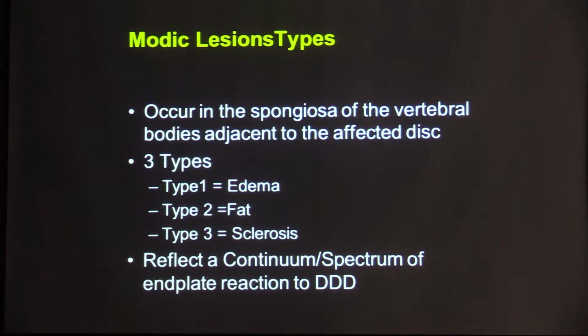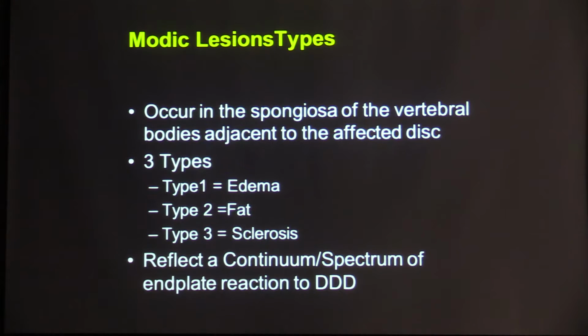So beyond the annular fissure, or HIZ, we can think about the Modic lesions. With the Modic lesions, there are three different types. They have edema-like signal, a fat-like signal, and then sclerosis. They reflect a continuum or spectrum. When populations are followed with MRI of their backs over about a decade, you can go from edema to fat to sclerosis. Edema is one of our reactive features that we see in bone. When bone gets irritated, it tells us it's irritated by showing the edema.